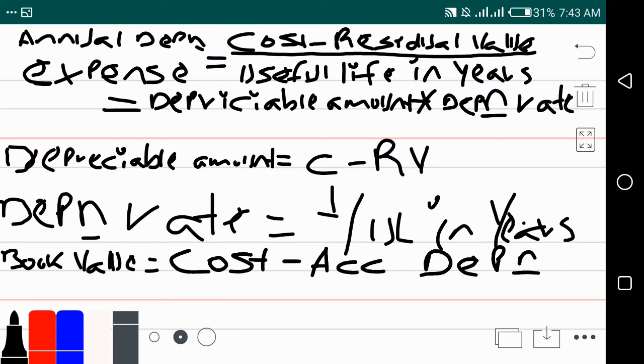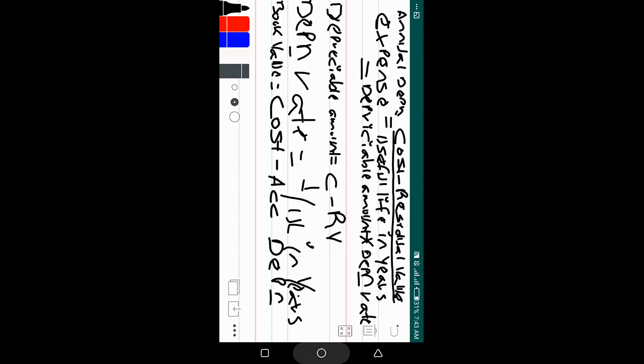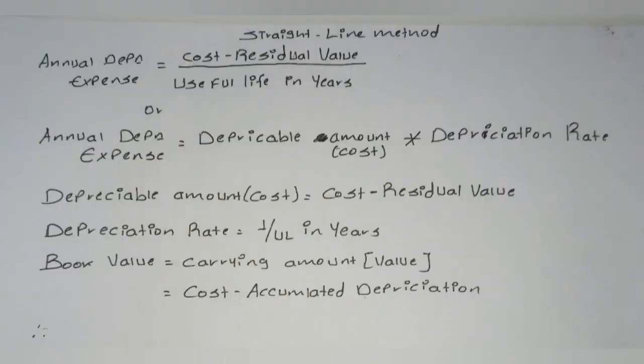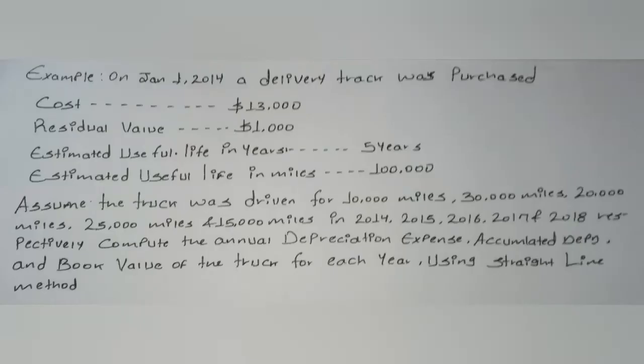Now let's look at the example. On January 1, 2040, a delivery truck was purchased at a cost of $30,000 and residual value $1,000. Estimated useful life in years is 5 years. Estimated useful life in miles is 100,000 miles. So now let's calculate it.